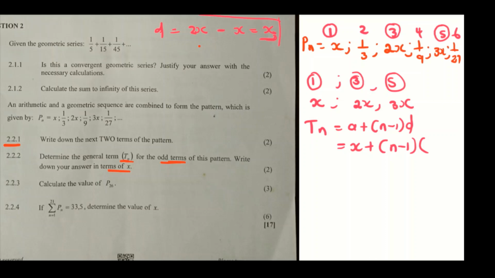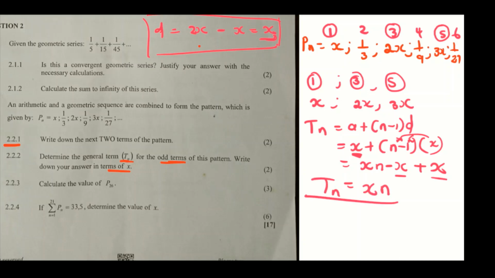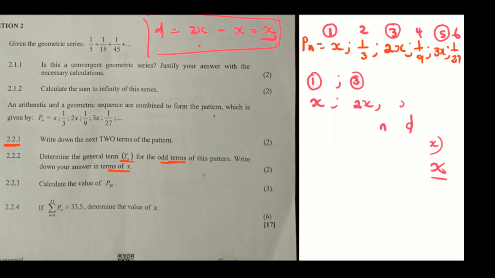We all know how to find the common difference. So it's just going to be x, and then I multiply the x inside here and here. I'm going to get xn minus x plus the x, which is this one here, and then these x's are going to cancel each other, so I'm going to remain with xn. So Tn is equal to xn. This is what this question looks for. So we are done with this one. Now we're going to 2.2.3.